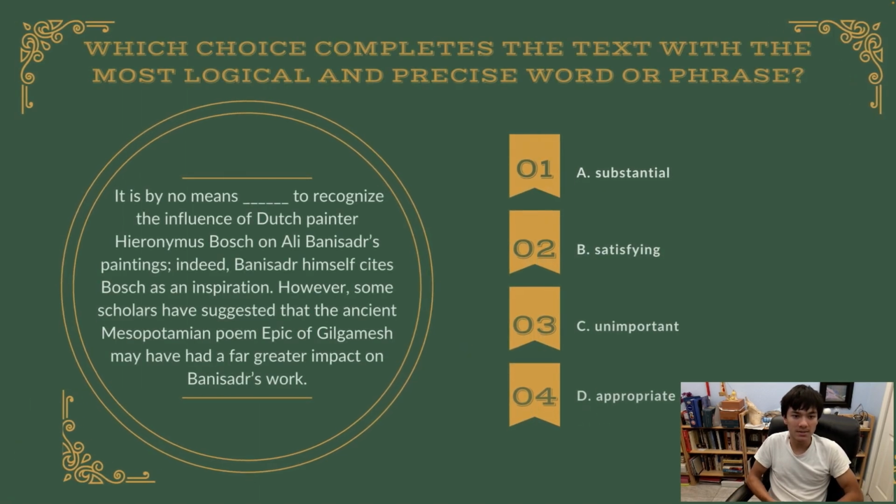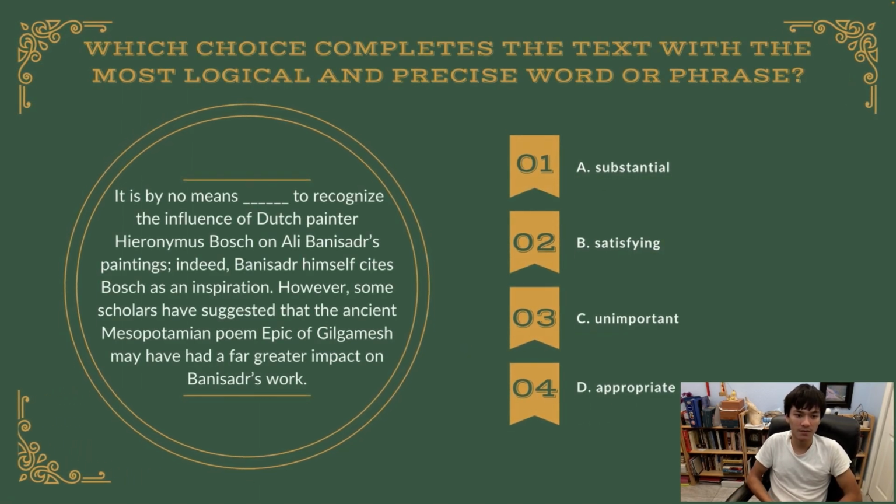It is by no means blank to recognize the influence of Dutch painter Bosch on Ali Benasadr's paintings. Indeed, he himself cites Bosch as an inspiration. However, some scholars have suggested that the ancient Mesopotamian poem, Epic of Gilgamesh, may have had a far greater impact on his work. So our answer choices here are substantial, satisfying, unimportant, or appropriate.